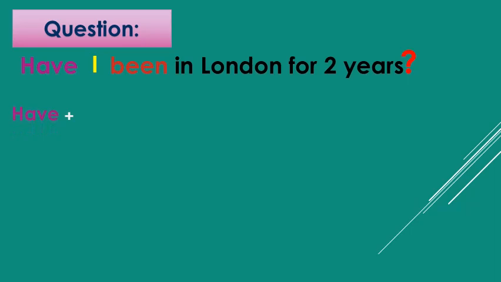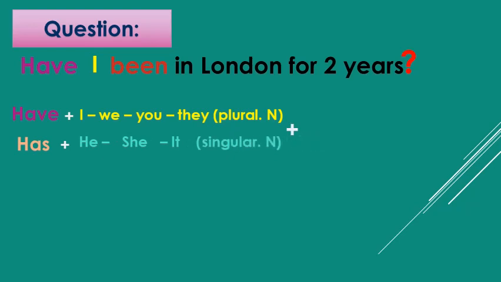So the form is have plus I, we, you, they or any plural noun. إذن الهاف مع ضمائر الجمع أو أي اسم جمع. Has plus he, she, it or any singular noun. إذن ضمائر المفرد أو أي اسم مفرد, plus the past participle form التصريف الثالث, and then we add the question mark. So here we had at the beginning the auxiliary verb الفعل المساعد, then subject, then the main verb and the question mark.